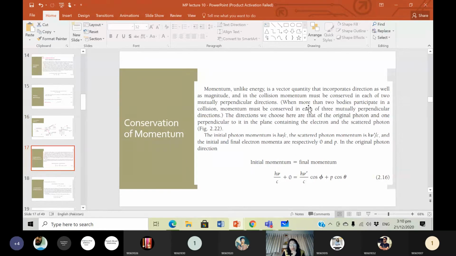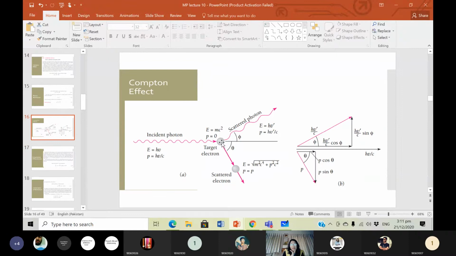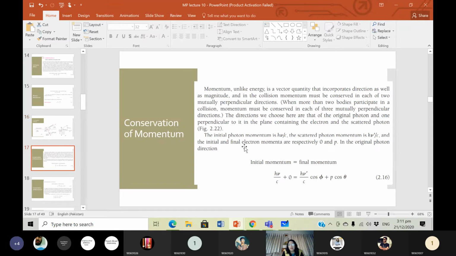We'll get two equations, one from the conservation of momentum in the y direction and one from the conservation of momentum in the x direction. So the directions we choose here are that of the original photon and one perpendicular to the plane. So the original photon was coming along the x direction. We will consider that as one direction and the other one perpendicular to this one, which is the y direction. So now let's see what we will do here.